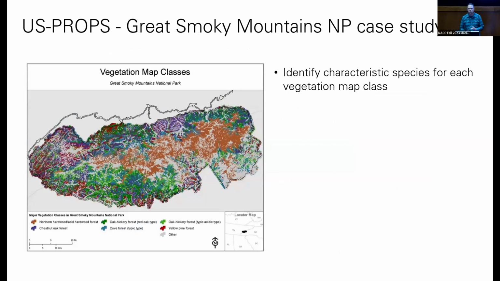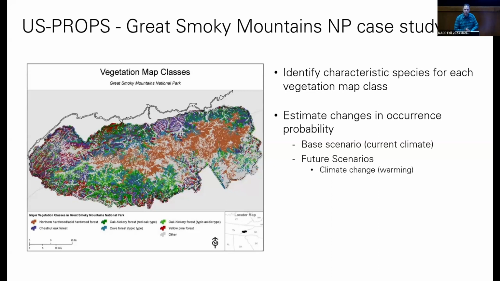The Park Service has these great vegetation mapping data sets that they've been able to develop from extensive vegetation surveys throughout the parks. And so what we did was we used those plot-level vegetation surveys to identify characteristic species that are associated with these vegetation map classes. And we did that by basically looking at those survey data and identifying species that were commonly occurring. So these are species that you'd expect to find if you're out in one of these vegetation map classes.